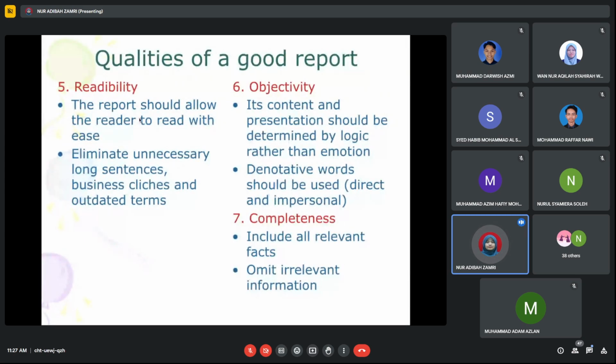The report should allow the reader to read with ease, right? Eliminate unnecessary long sentences, business cliches, and outdated terms. For objectivity, its content and presentation should be determined by logic rather than emotion. Denotative words should be used, for example, direct and impersonal. Next one is completeness. Include all relevant facts, omit irrelevant information. So you don't have to put any irrelevant information. You just need to include all relevant facts only.